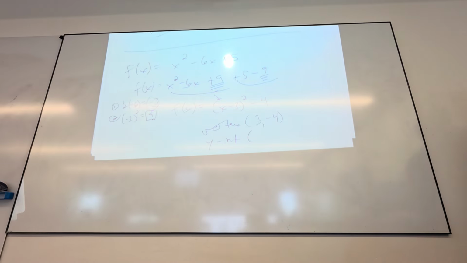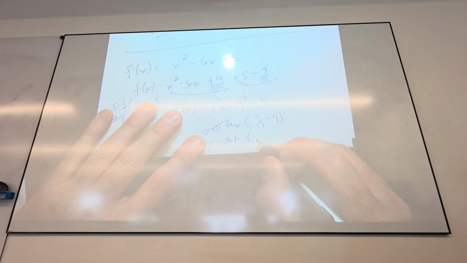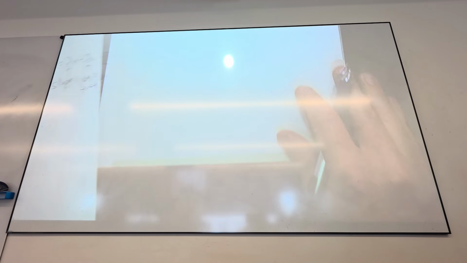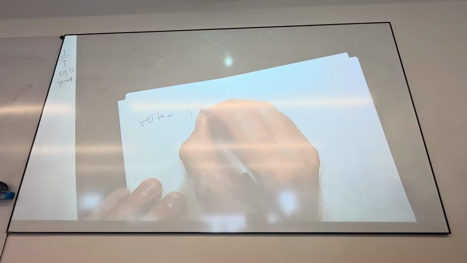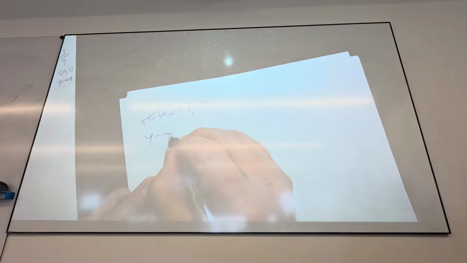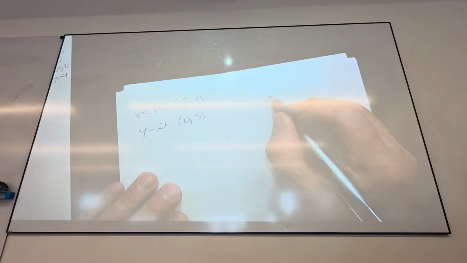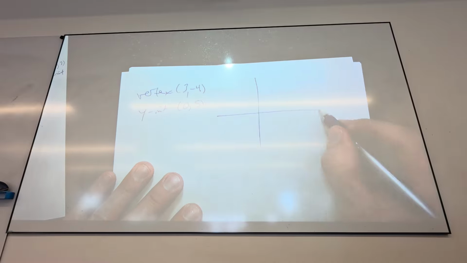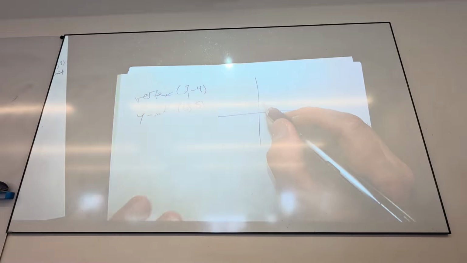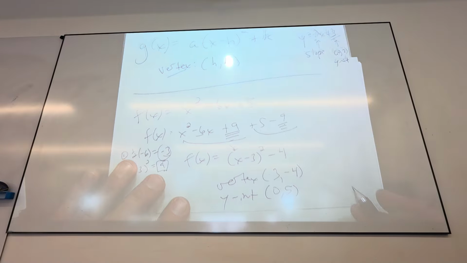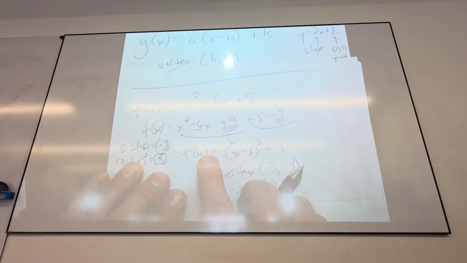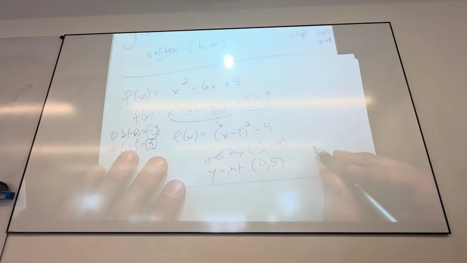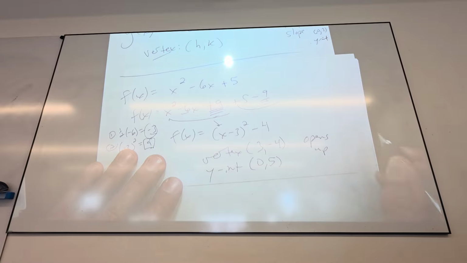So let's do this. I don't know if I did this last time. Let's graph this thing. So we got a vertex of 3, -4 and a y-intercept of 0, 5. So let's make a little graph. How does this open? Does it open up or down? How do you know? A is positive, so it opens up.